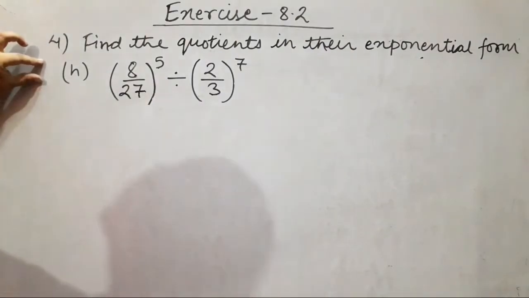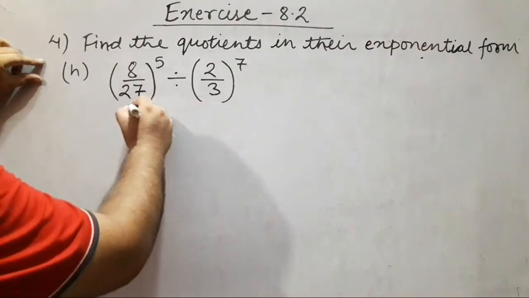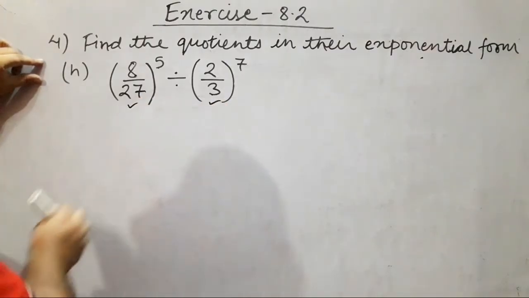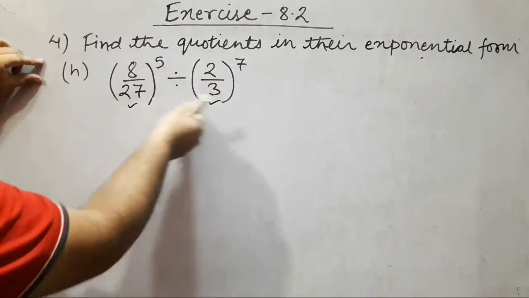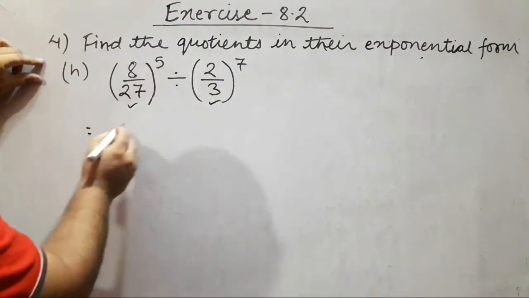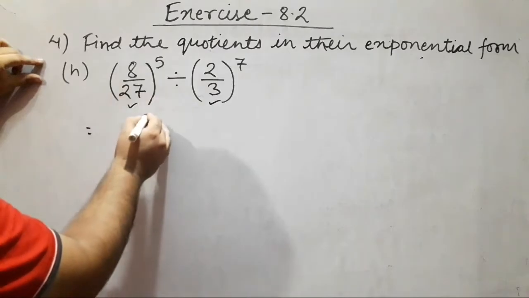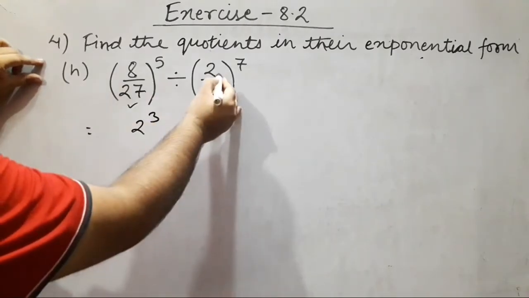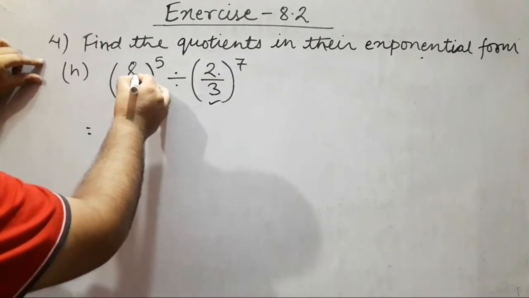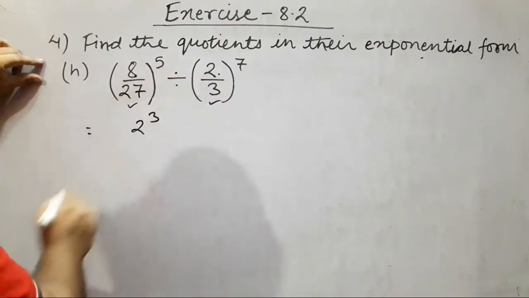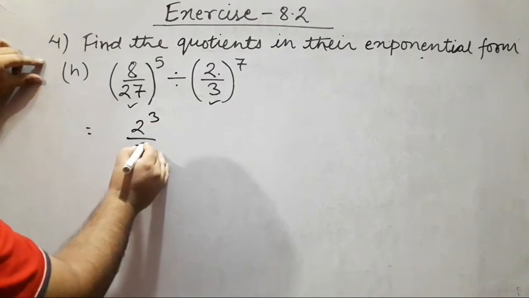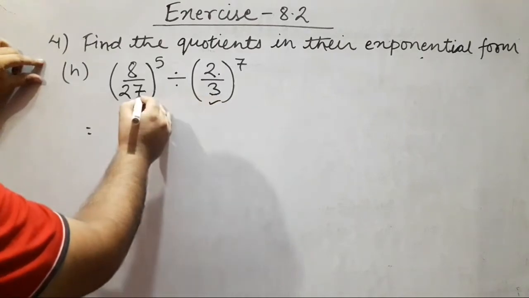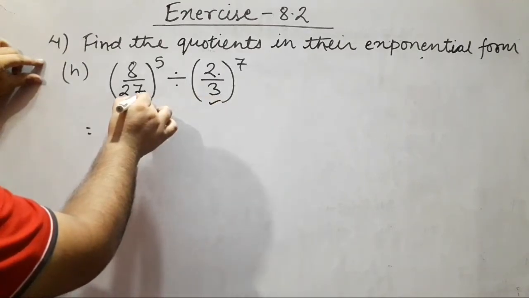Question number H. Let's see here. Here the bases are different. Now we have to convert both bases into the same base. We have to make these both bases same. 8 can be written as 2 power 3. Since here is 2, this 8 should be converted in the base 2. And 27 can be written as 3 power 3. Since here is 3, this 27 should be converted in the base 3.